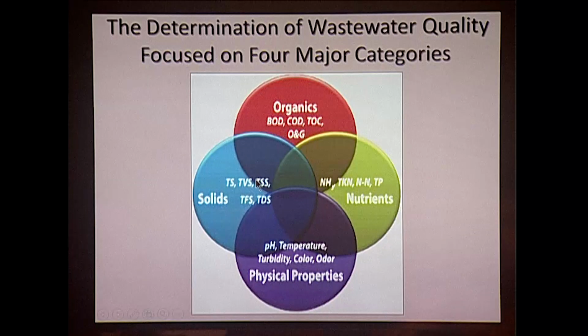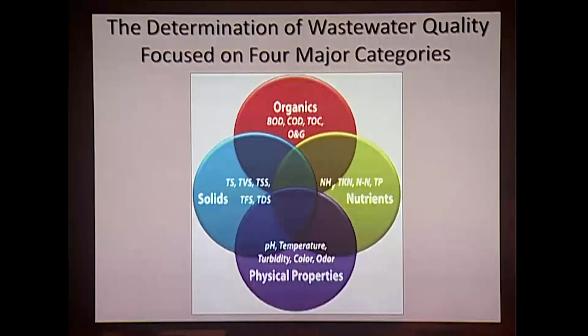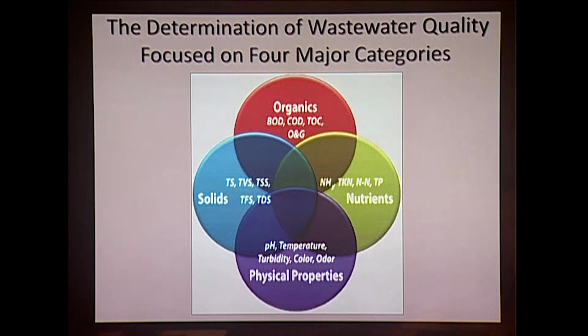The third category is the assessment of solids. Here we determine the total solids, which is referred to as TS. TVS refers to total volatile solids, TSS is total suspended solids, TFS is total fixed solids and TDS is total dissolved solids. So basically we assess the different types of solid matter present in that water sample. And the fourth important category that we are going to learn today is the organics. The organics take into account various tests like BOD, COD, TOC and O&G.